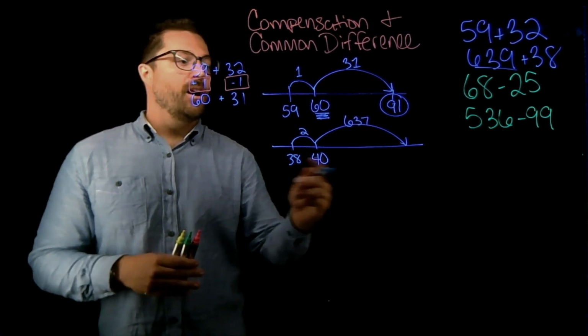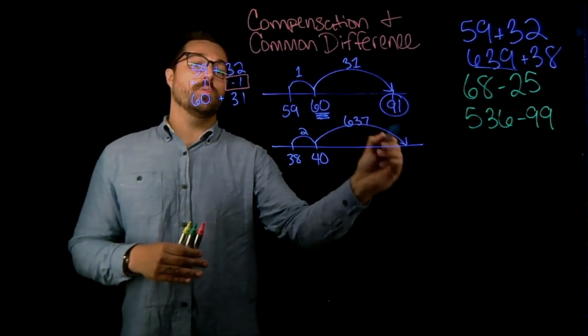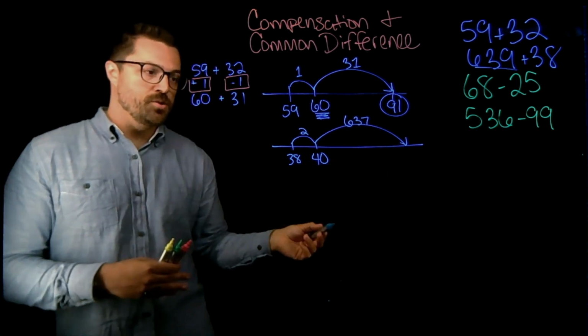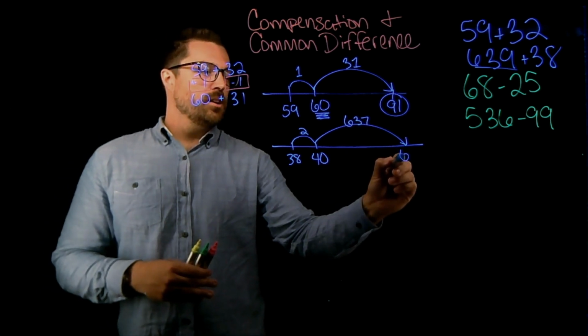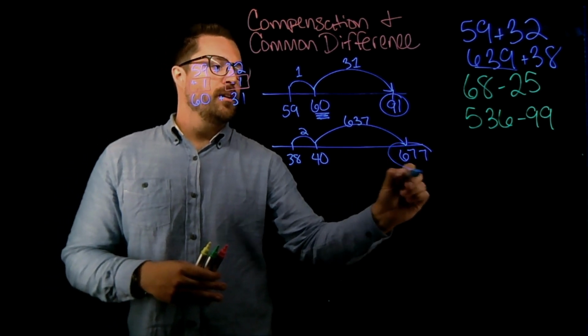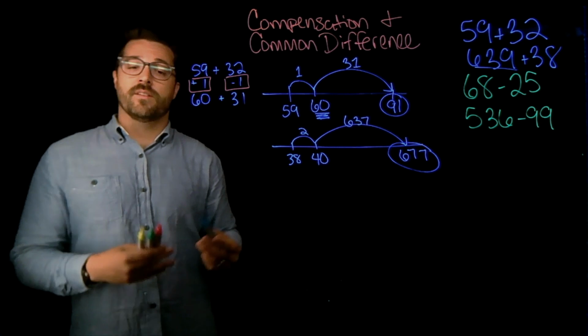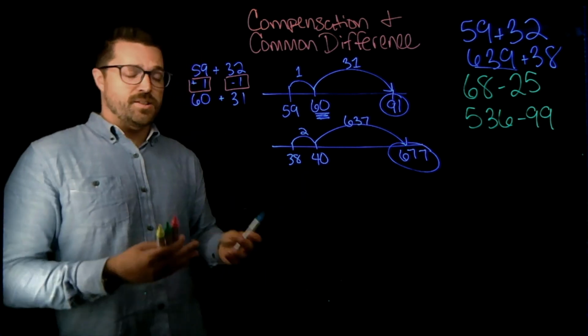637. That compensation means that the total jump that I made was still 639. So when I add that 637, I get 677. So there's my sum. 639 plus 38 is 677.